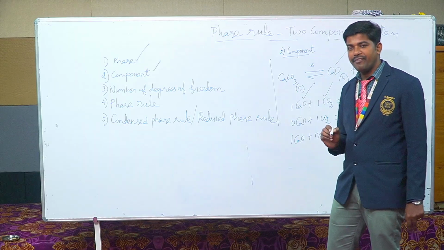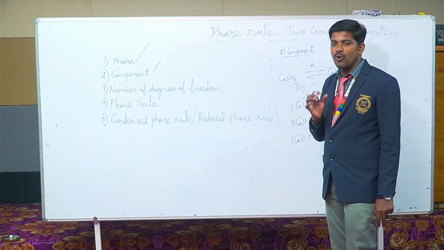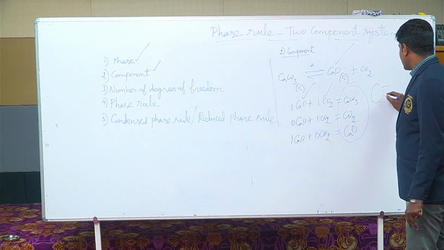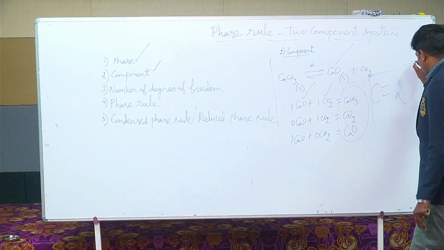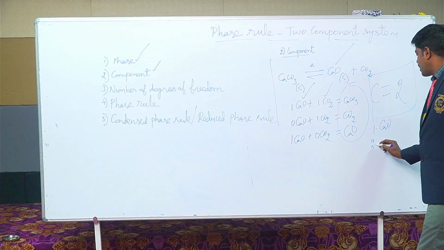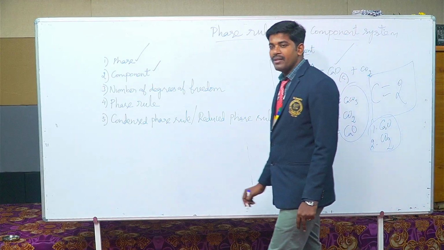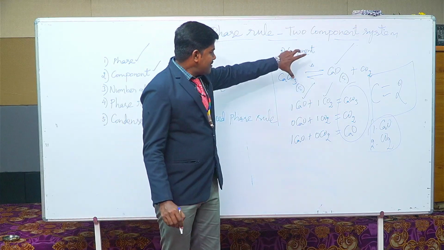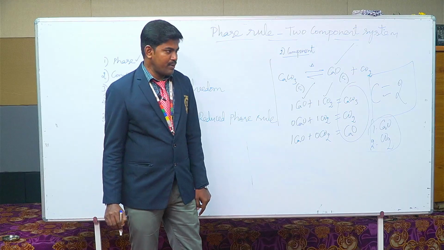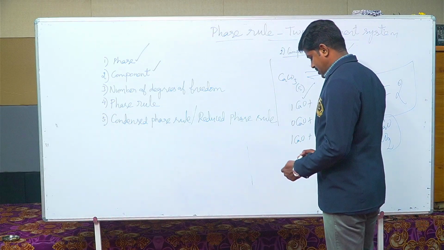So the number of chemical constituents needed for the equilibrium reaction is called the component. For this equilibrium reaction, the number of components is 2. The components are calcium oxide and carbon dioxide. These are the two chemical components required to define this equilibrium reaction. So these are the basic terms about the chemical component. Okay, we'll move to the next one.